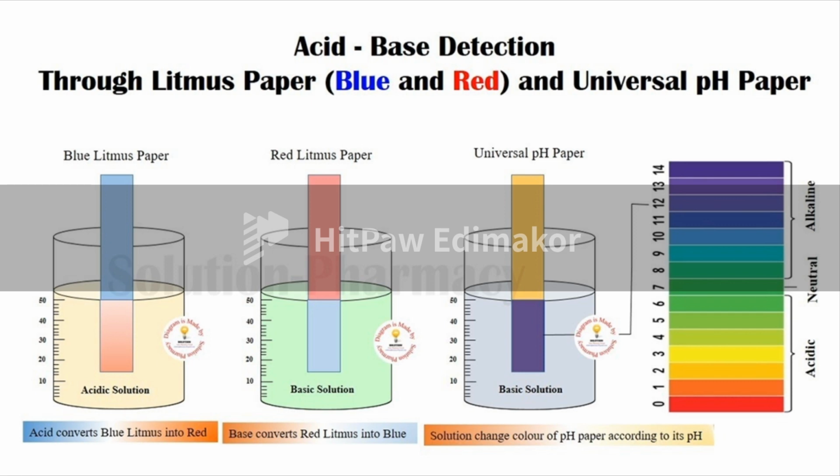How to detect it, how to test it. Now there are 2 types of papers, red litmus paper and blue litmus paper. Take the blue litmus paper, dip it in acidic solution. If it turns red, it is an acid. If it turns blue, it is basic. This is universal pH paper.